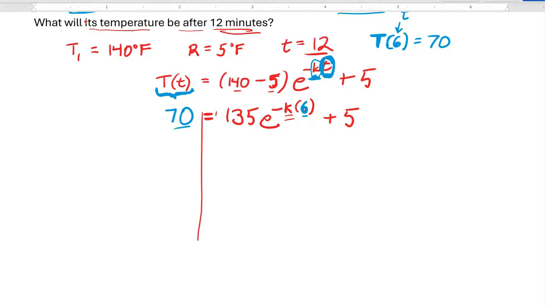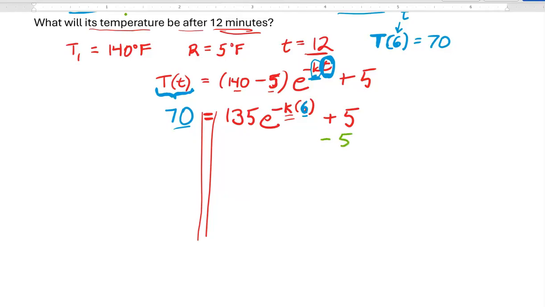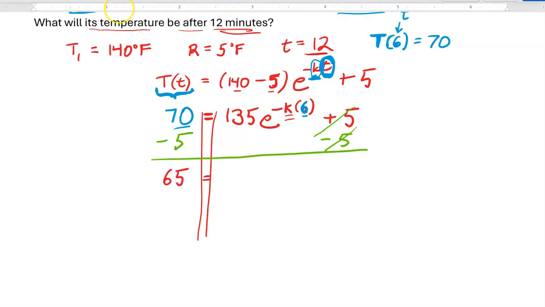Right, now we're going to do some algebra. Why not do a good old step-by-step process here? First, we need to subtract that 5. There's that plus 5 at the end. We're going to do that first. Because your freezer temperature is 0, you probably don't have to worry about that step on your homework problem, but I do. Okay, so 65 equals 135 times e to the negative k times 6. I'm going to put the 6 first, like negative 6k, just because we're kind of used to having the variable like that at the end.